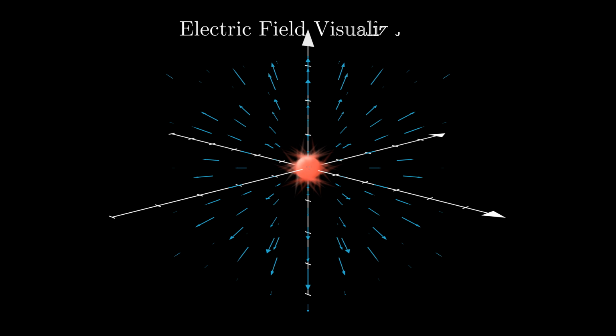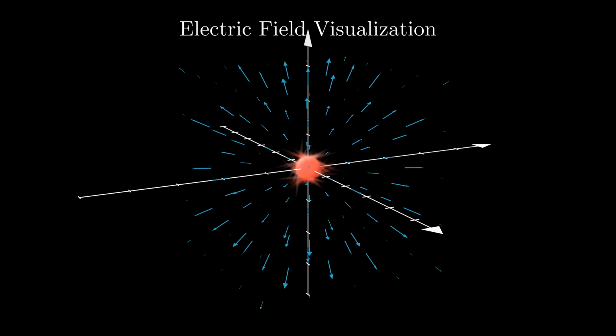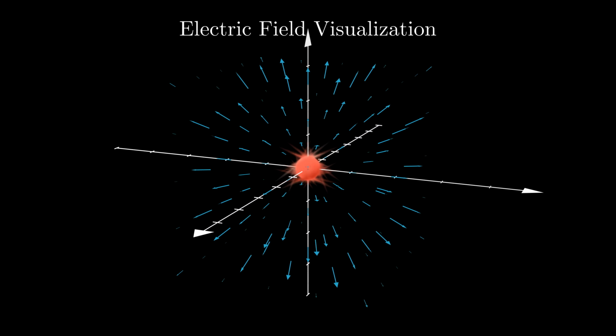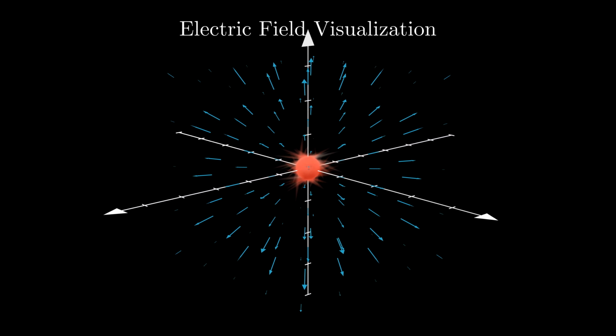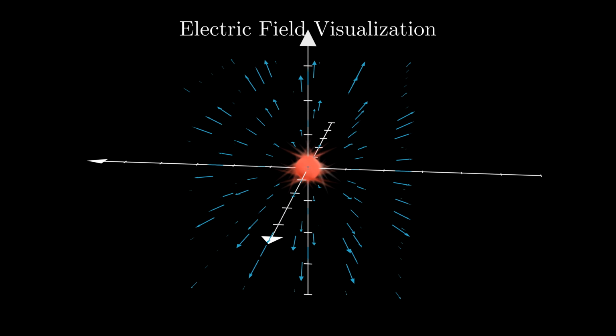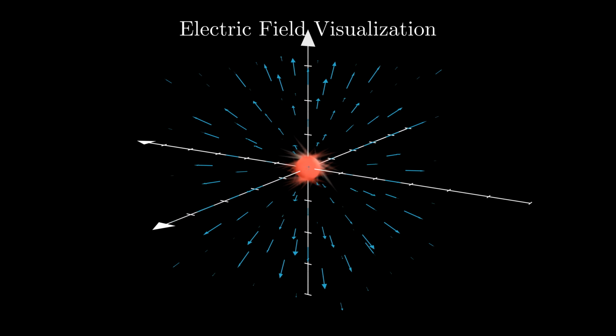Moving forward, we transition from forces to the concept of the electric field. Michael Faraday introduced the idea that a charge doesn't just push other charges, it modifies the space around it. The electric field E is defined as the force per unit charge.